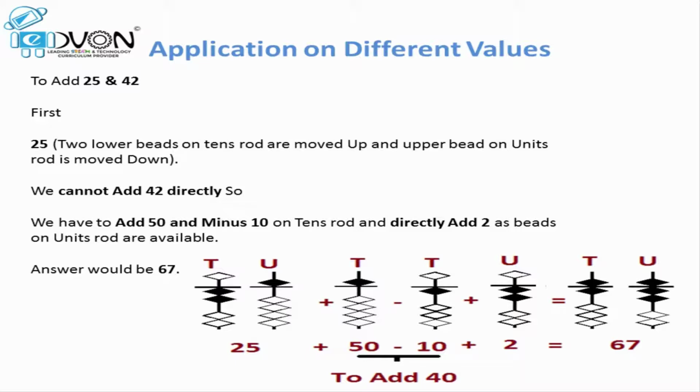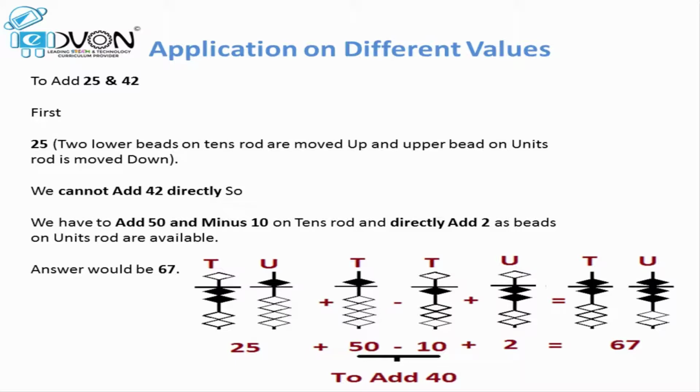If we want to add 25 and 42, first we will place 25, which means we will open 2 fingers on the left hand and the thumb on the right hand. Now to add 42, we do not have enough fingers on our left hand. We have only 2 fingers and thumb. 2 fingers represent the value 20 and the thumb has a value of 50.